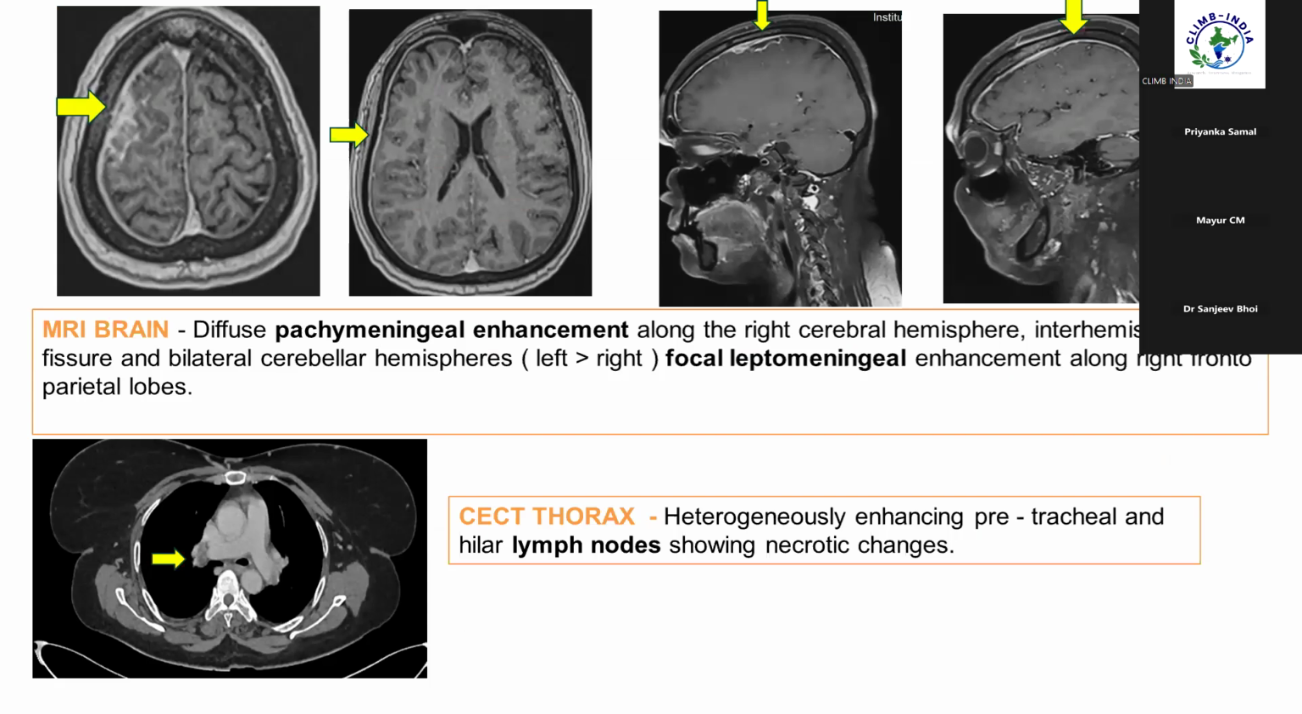diffuse pachymeningeal enhancement along the entire right cerebral hemisphere. It was also present on the left side, but the right side was slightly more, with focal leptomeningitis in the right frontal region. Also, the CT thorax showed some pretracheal and hilar lymph nodes, which are heterogeneously enhancing due to necrosis.